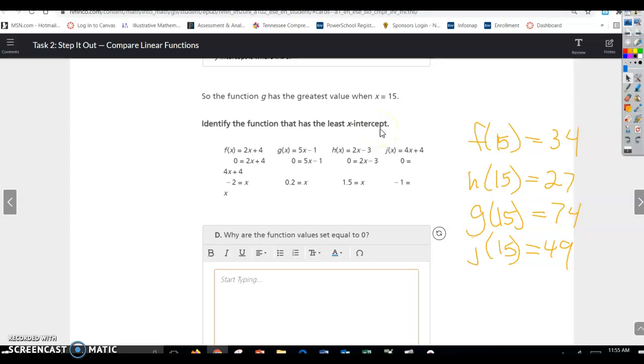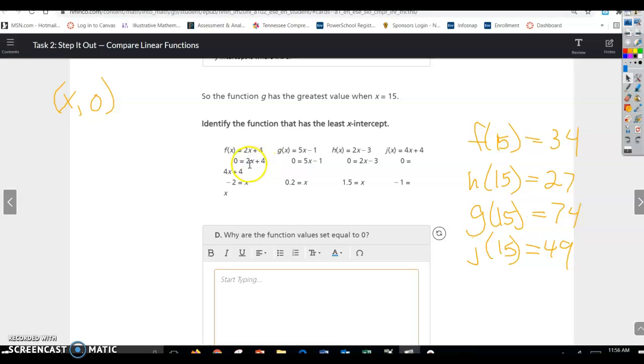All right, so when you're looking for the x-intercept, that means you're going to have (x, 0). Your x-intercept is always going to be on the x-axis, so your y has to be 0 for that to happen. So to find the least x-intercept, we're going to plug 0 in for f of x. Remember, f of x is your y value. So if I'm looking for my x-intercept, plug 0 in for y, and then solve for x.